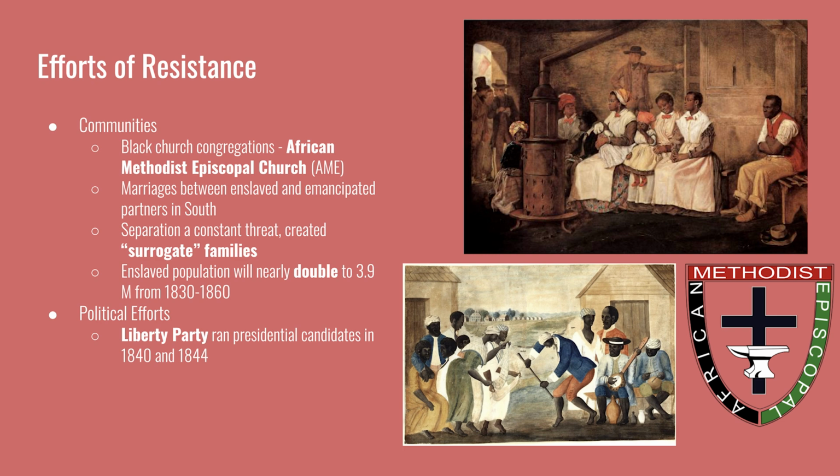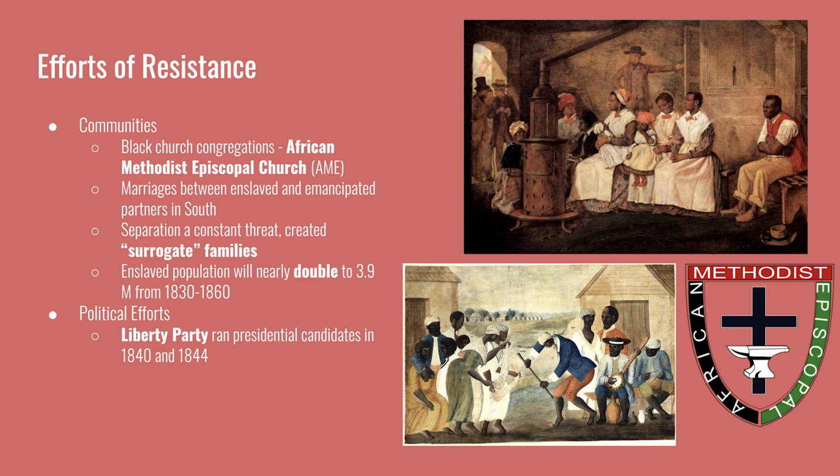Because families were always at risk of separation, any time that someone was sold off into a different plantation, a new surrogate family was created for those that had no direct kinship on the plantation. These are families that were not blood related, but they provided care especially for young children that were sold into a plantation away from their blood families.